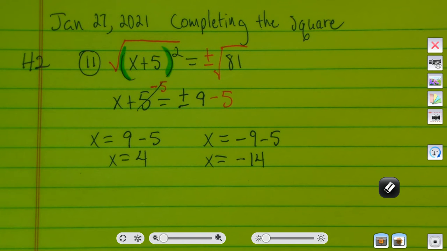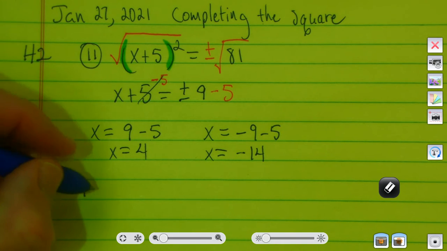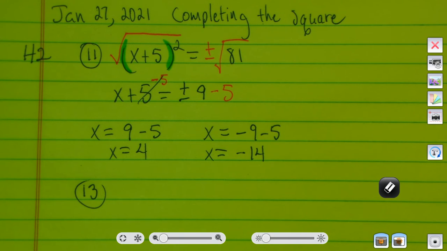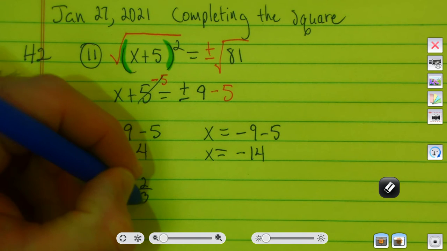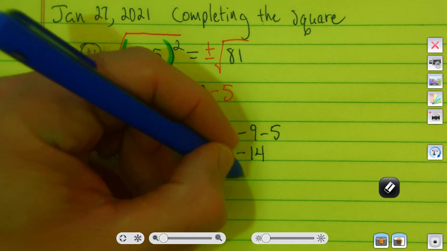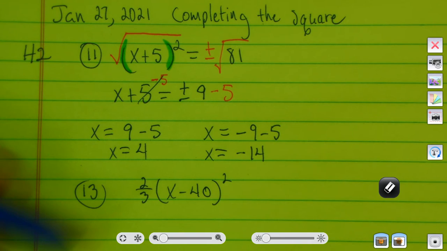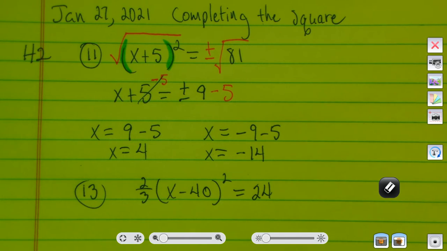So I want to give you one more, and this one's a little more challenging just to look at together, and this is problem number 13. It's really not hard once we look at it, but when you see it initially, you're going to think it's a little more challenging. x minus 40 is going to be squared. So it's 2/3 times x minus 40 squared, and that equals 24. Again, both these problems will be on your homework assignment, okay? So you want to be sure to jot those down.